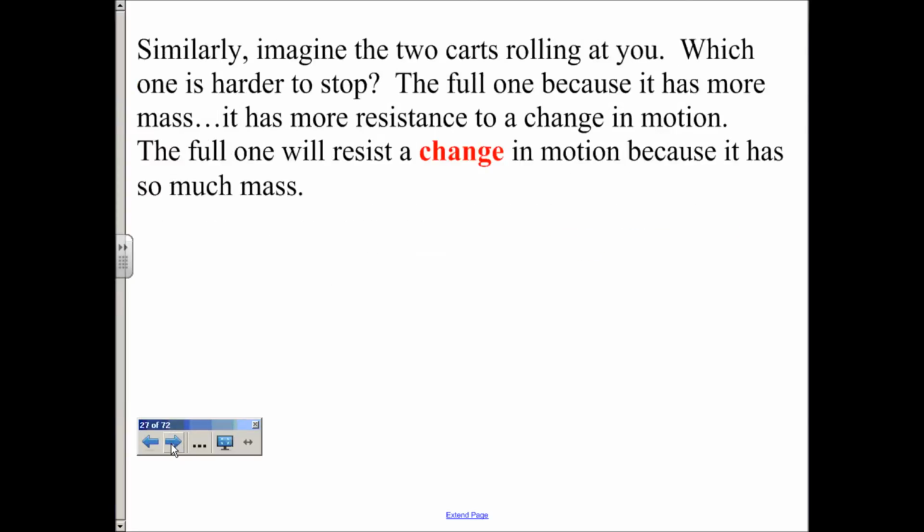Similarly, if the two shopping carts are rolling at you, the heavier one's going to be harder to stop for the same reason, right? It's got more inertia. It has more resistance to a change in motion. Okay. If the empty shopping cart hits you, you're going to go, ow, don't roll shopping carts at me. If the full one hits you, it could knock you down and really hurt you, right? Because it's harder to stop. It has more inertia, more resistance to a change in motion. Okay? So that's the idea of inertia.